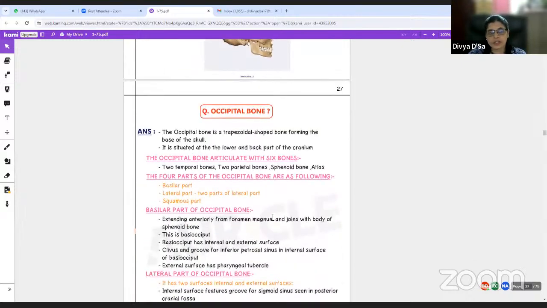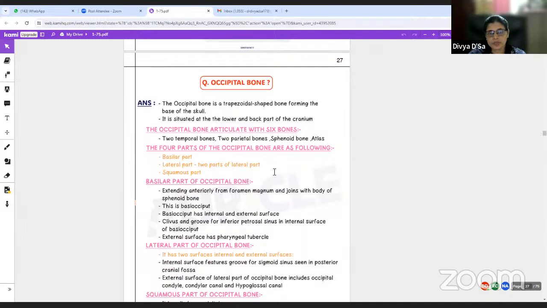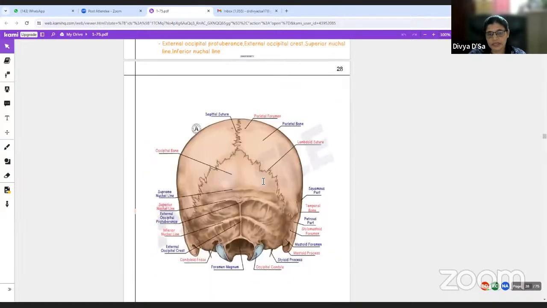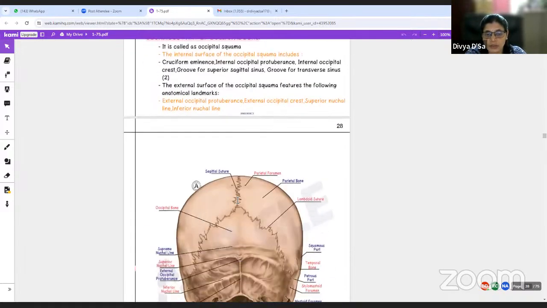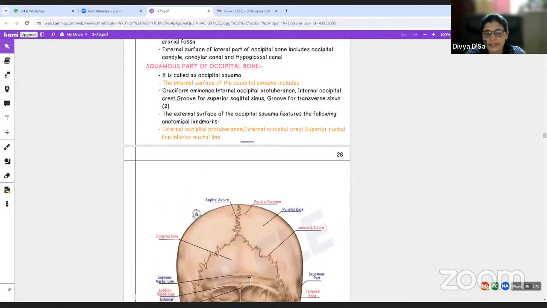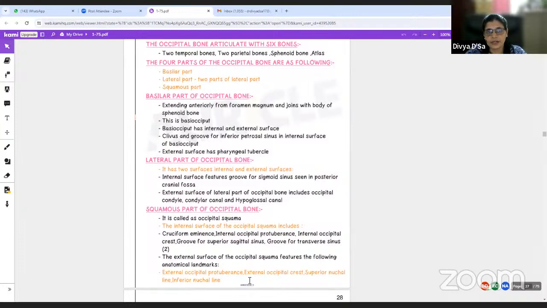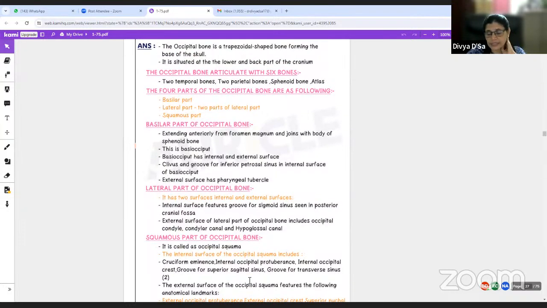Okay, next is the occipital bone. The occipital bone is a trapezoidal shaped bone which forms the base of the skull. It is situated at the lower and the back part of the cranium. So all of you know this is the occipital bone. The occipital bone will be articulating with 6 bones. So if you see here, which shows those 6 bones, 2 parietal bones, 2 temporal, that's 4. Then what are the other bones it will articulate with? Sphenoid and the atlas. Atlas is the first cervical vertebra, and the sphenoid bone in the front, that is in the base, you will see it articulating.